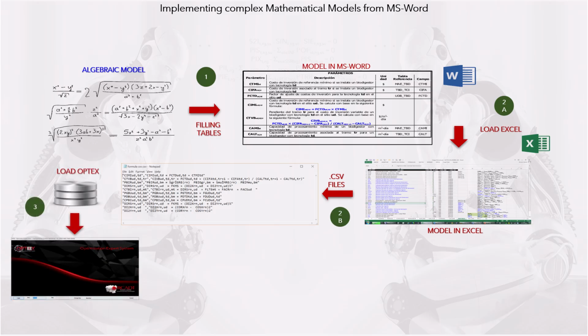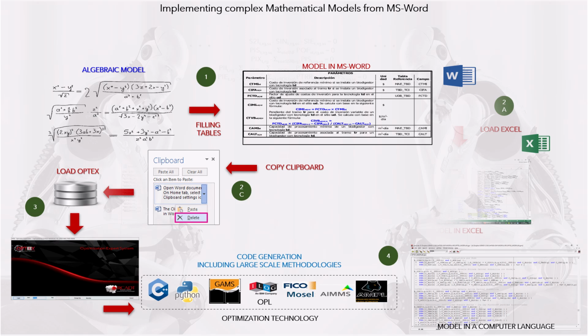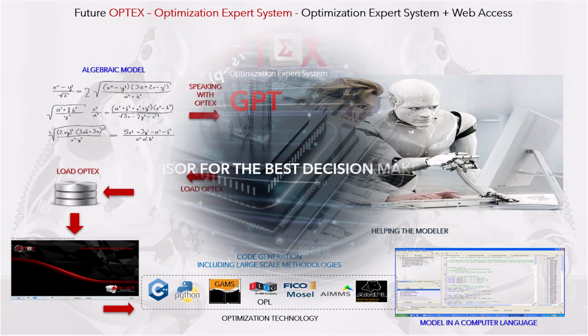Third, upload the CSV files to the OPTEX database. This process is carried out with the support of OPTEX, which automatically validates that the mathematical elements are correctly formulated. Fourth, generation of the source program of the mathematical model on the selected computational platform. The second step may be shortened, loading the information from MS Word directly to OPTEX, using the MS Windows clipboard. The future OPTEX load process will be a more interactive activity via web access.